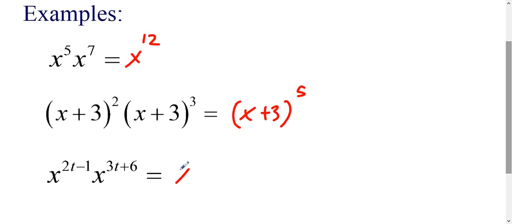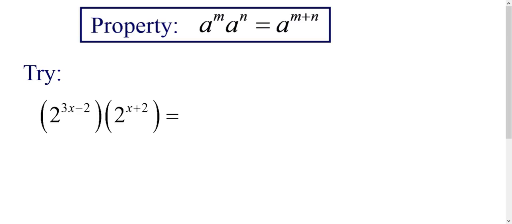Even when it gets a little bit more strange, the bases are the same, you add the exponents. So you combine the like terms for your exponents, you get 5t plus 5. Bases are the same, 2. You add the exponents, you get 3x plus x is 4x. And then negative 2 plus 2 cancels out. So it's just 2 to the 4x.